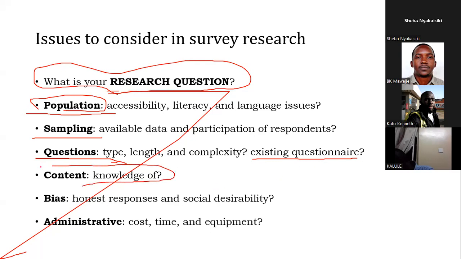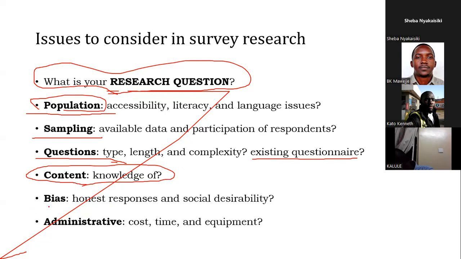Content, the knowledge of how much knowledge is existing. So of course, by the time it's a survey, we want to know again, is it exploratory? Is it descriptive? Is it explanatory in nature? So that will determine the kind of survey that you are going to have.